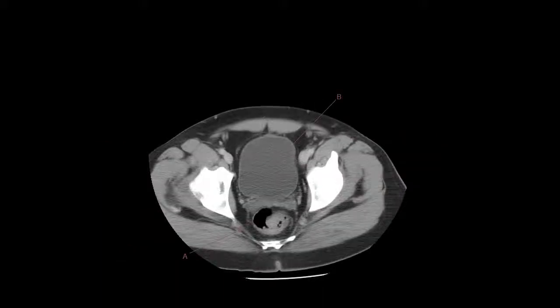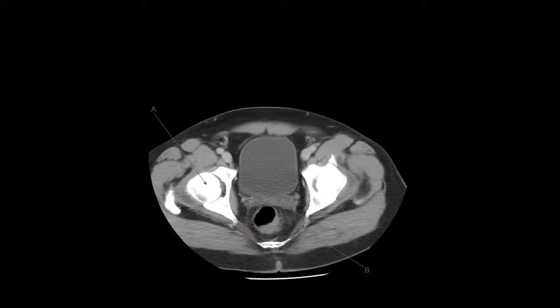Now we get to identify the one I've been wanting you to keep an eye on. It's down in the pelvis, and it's right in front of where the rectum is. Here's the rectum. What do you think it is? If you said bladder, you'd be correct. So that's the urinary bladder sitting right in front of the rectum.